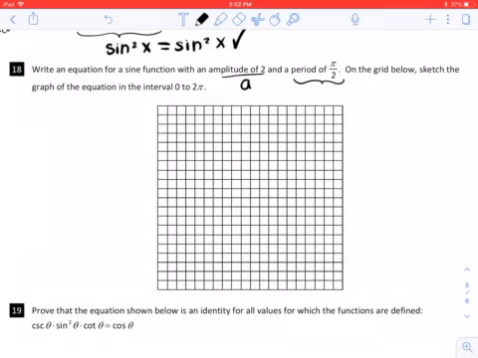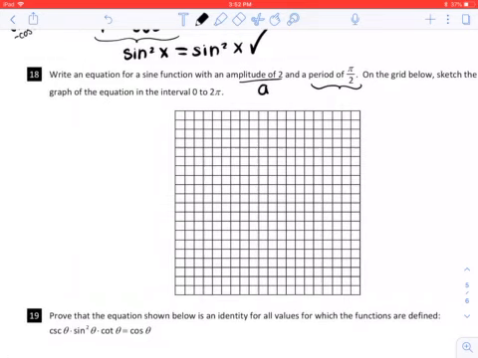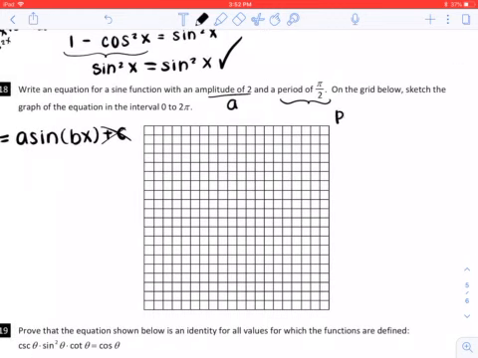So I have to use the formula that we learned to get the b value, because in order to write the equation, we need y equals a sine of bx plus c. Since it's not telling me anything about the midline at all, I can assume that that's 0. I do need to find b. So period equals 2 pi over b. My period is pi over 2, because that's what the question says.